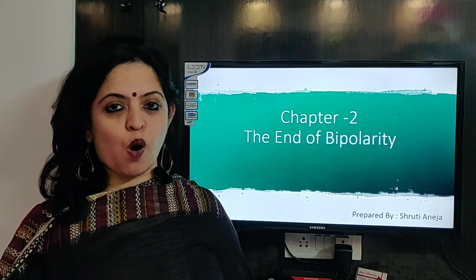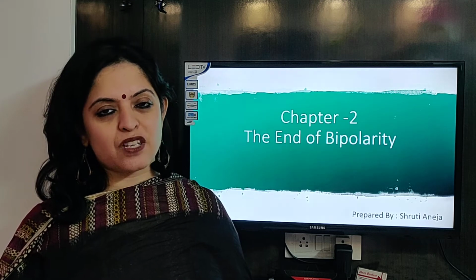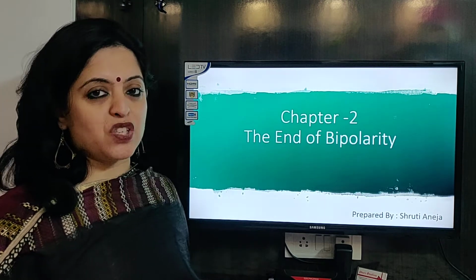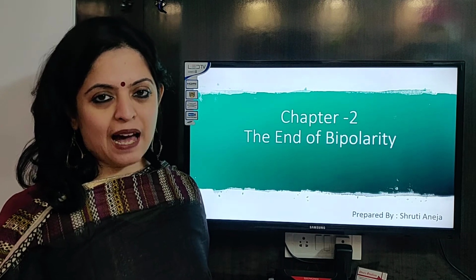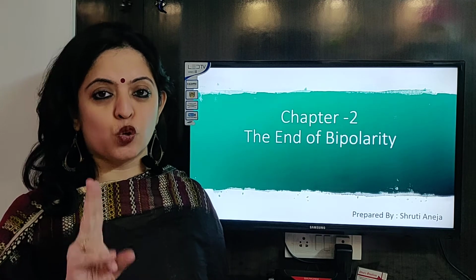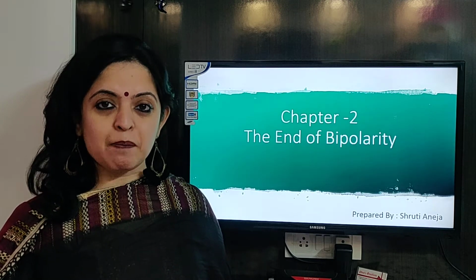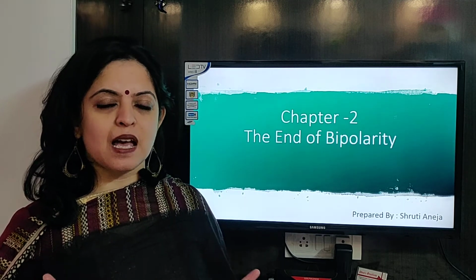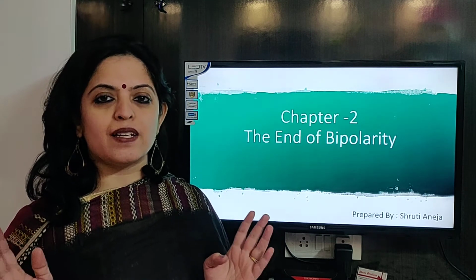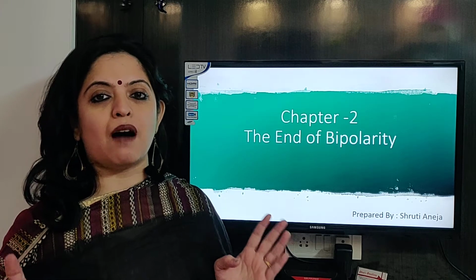So before we move on to the slide work, I'll just let you know what we mean by the word bipolar. The chapter says end of bipolarity. So what do we mean by bipolar? Bi means two. So bipolar means two worlds. And that is why the bipolar world would mean the world got divided into two superpower blocks.